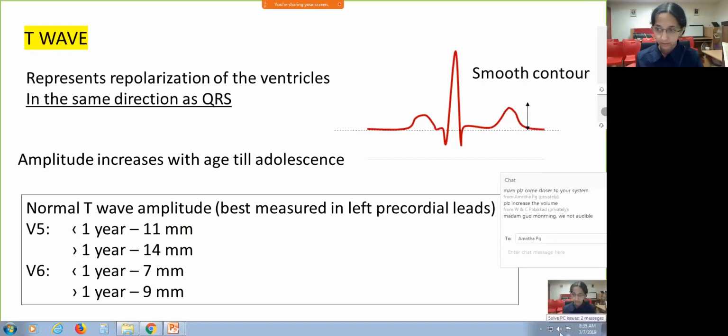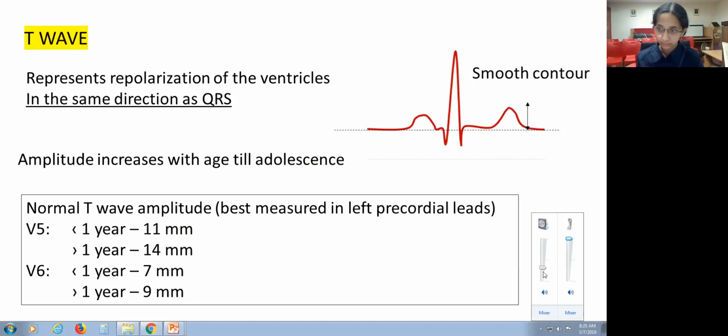Okay, is it audible now? Is it audible now? I hope it is audible now. Amrita, can you just clarify with Palakkad group? Can they hear now? Can they hear now?